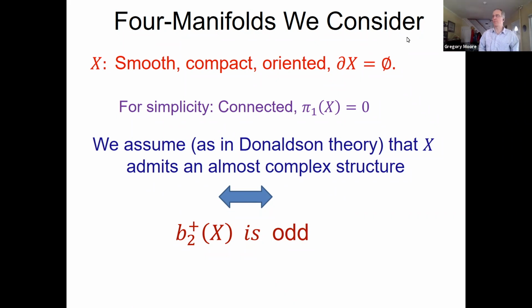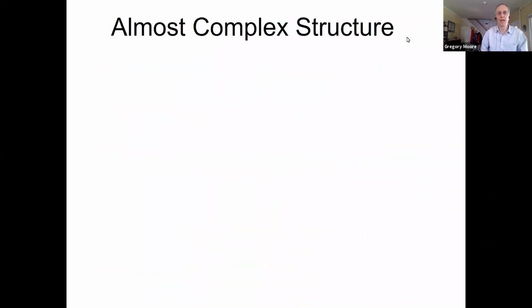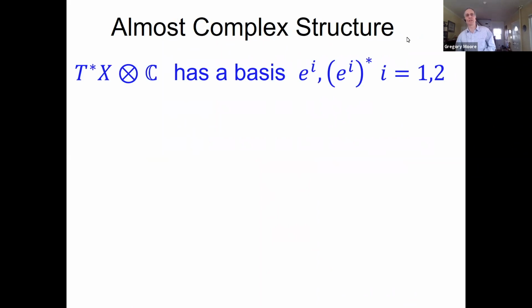So B2 plus, if you introduce a metric, you can talk about self-dual degree two cohomology classes. And so B2 plus is the dimension of the self-dual degree two cohomology classes. Or if you think in terms of intersection theory, it's the maximal dimension of positive subspaces of the second cohomology space. Importantly, we do not assume that X is spin, because a lot of the fun questions have to do with non-spin manifolds.